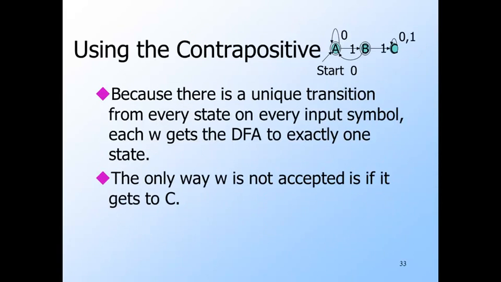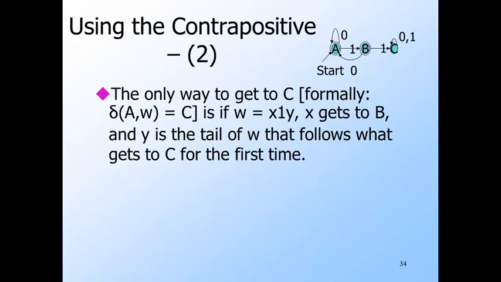A deterministic automaton has exactly one transition from each state on each input symbol. Thus, any string w gets the automaton from the start state to exactly one state. So the only way w could not be accepted is if it gets this automaton to state C. Notice that the only way to get the automaton to C is for some string x to get it to B, and then for an input 1 to follow. Once in C, you stay in C, so anything can follow the x and 1.